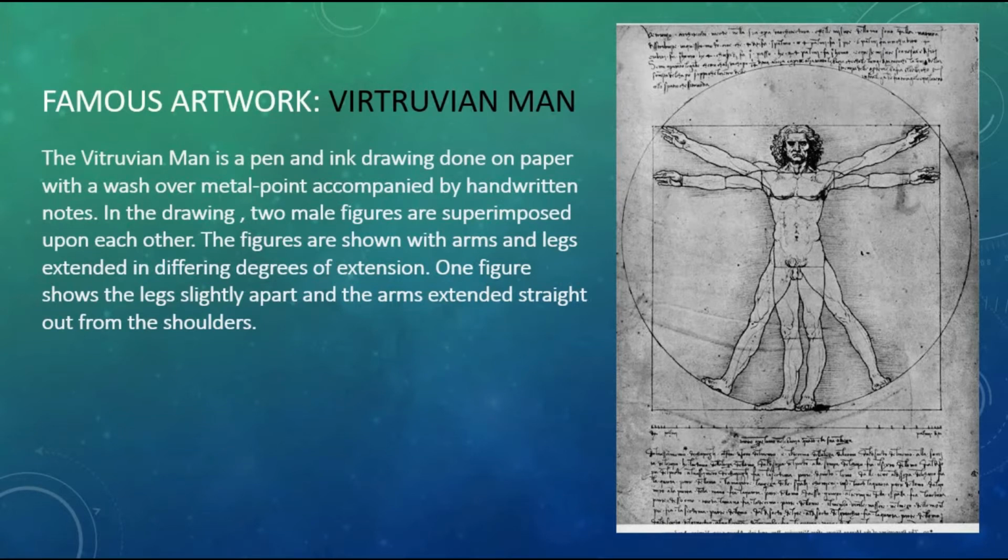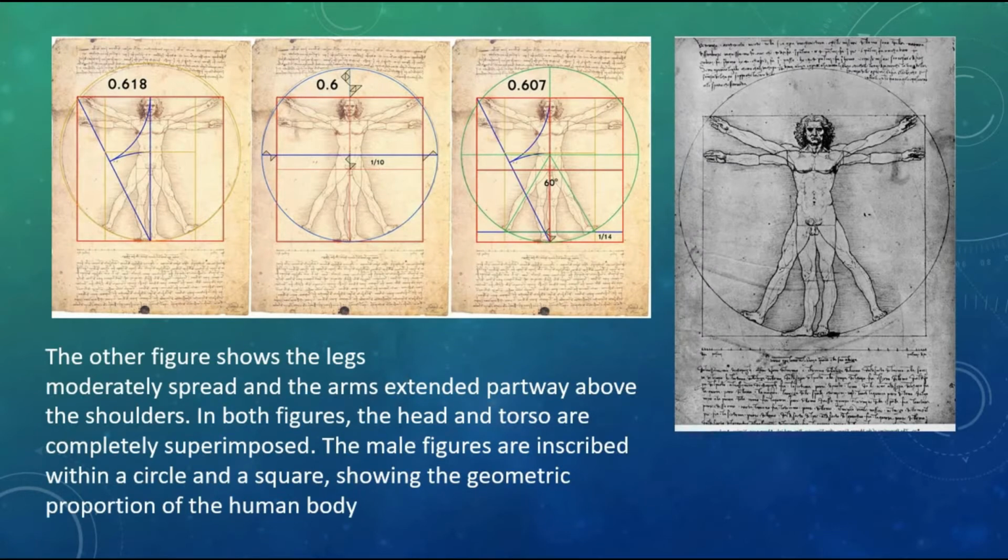Now, let's analyze this figure. The other figure shows the legs moderately spread and the arms extended partway above the shoulders. In both figures, the head and the torso are completely superimposed. The male figures are inscribed within a circle and square showing geometric proportion of the human body. Leonardo da Vinci was the famous Renaissance artist during that time because he has too many degrees. Okay? Kagaya ng mga nabanggit ko, marami siyang mga achievements at natapos.